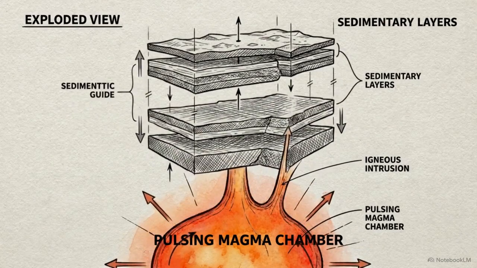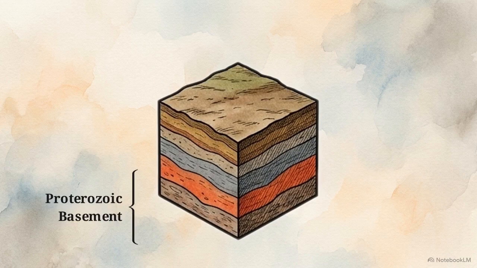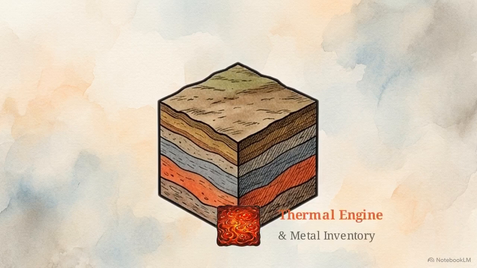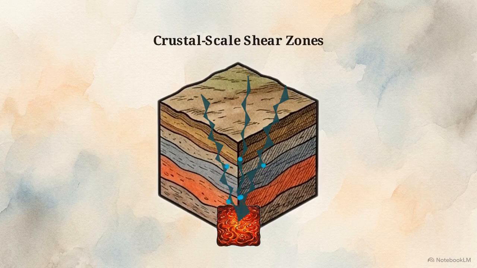a shallow structural trap. On this 3D continental margin cross-section, IOCGs require ancient Proterozoic basement architectures. At the base, deep magmatic intrusions provide the thermal engine and metal inventory. But these metals are useless trapped below. They require crustal-scale shear zones acting as vertical conduits for ascending magmatic fluids.